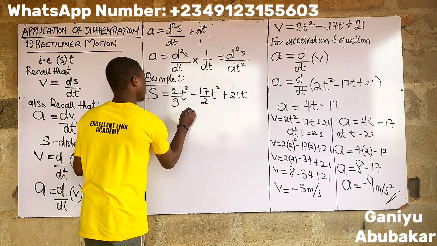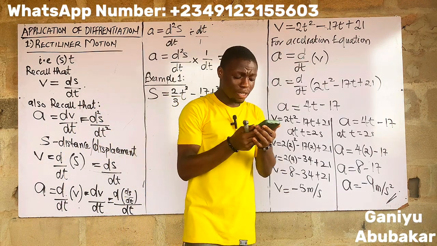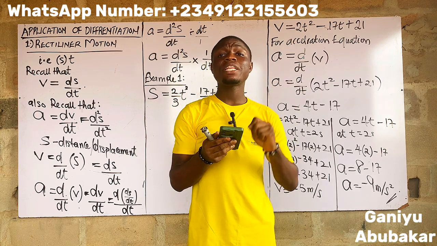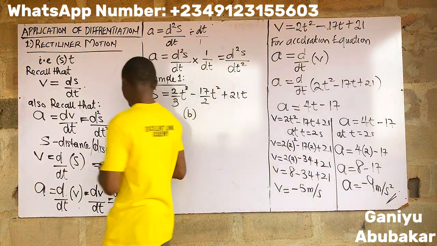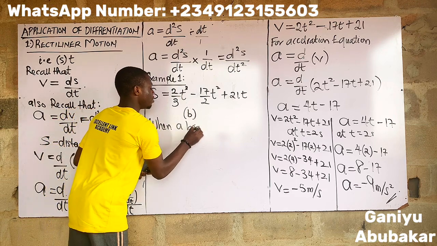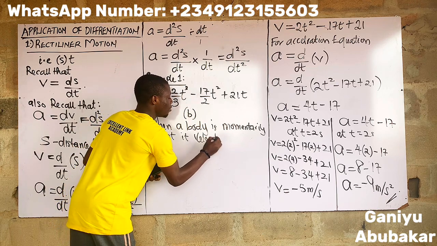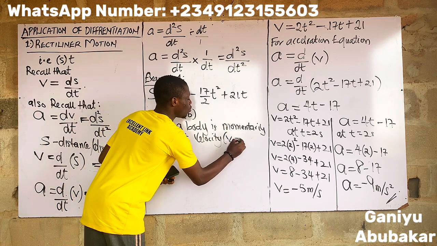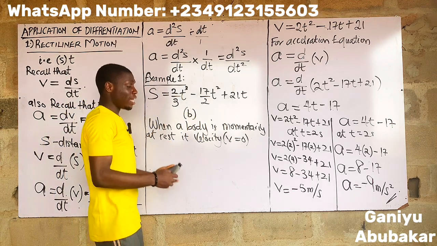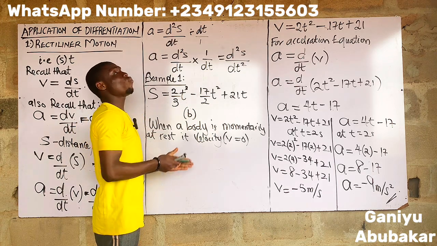Here's the idea for B. I'm looking for the acceleration of the body when it's momentarily at rest. Listen up. When a body is at rest, its velocity, that is v, is equal to 0. So I'm trying to find the acceleration when the body is at rest.